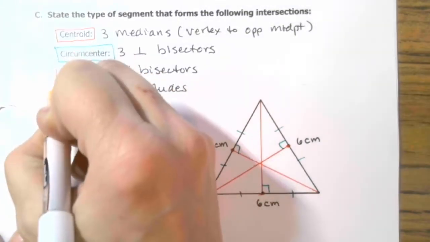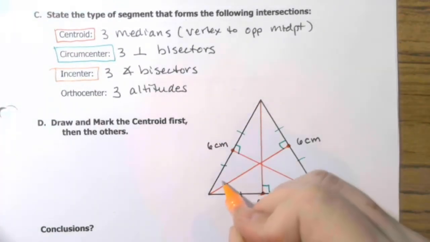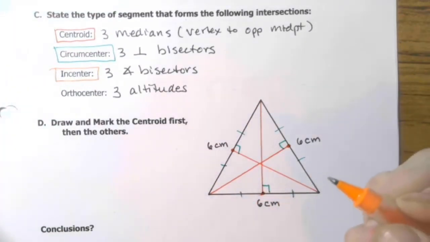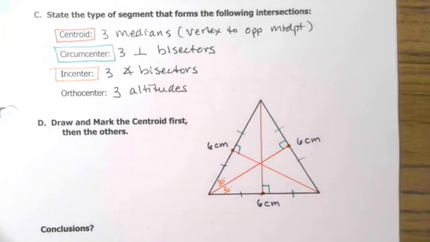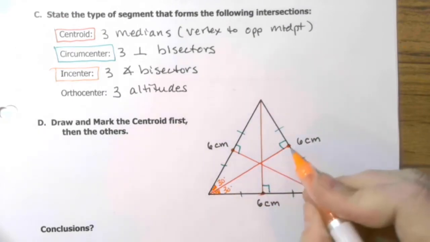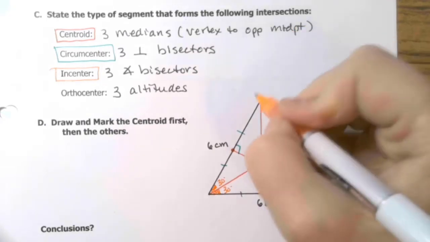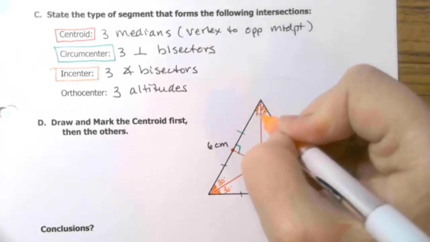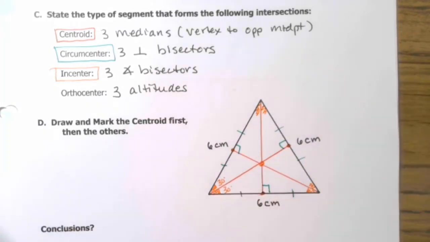Let's go to incenter. If you were to measure these 2 angles, what you would find is the median actually split it into 30 and 30. So this median is also an angle bisector, which means this one is an angle bisector and this one is an angle bisector. So the incenter is the same point.